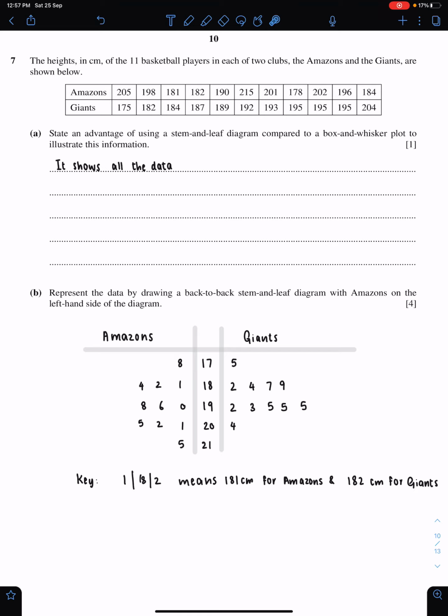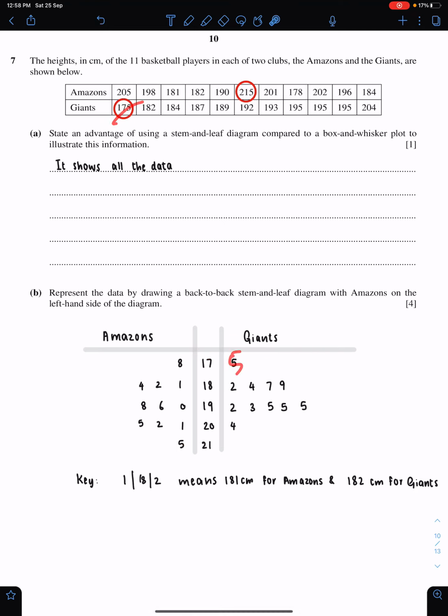Part B. Represent the data by drawing a back-to-back stem and leaf diagram. This is so simple. We have to keep Amazons on the left side and Giants on the right side. So the smallest observation is 175 and the largest observation is 215. So the stem should be between 17 to 21. So 17, 18, 19, 20 and 21. And this is the stem and leaf diagram.